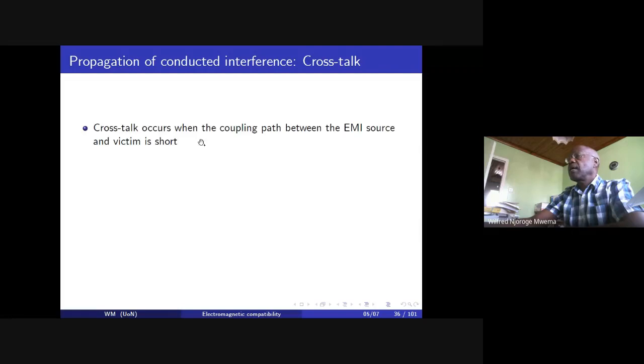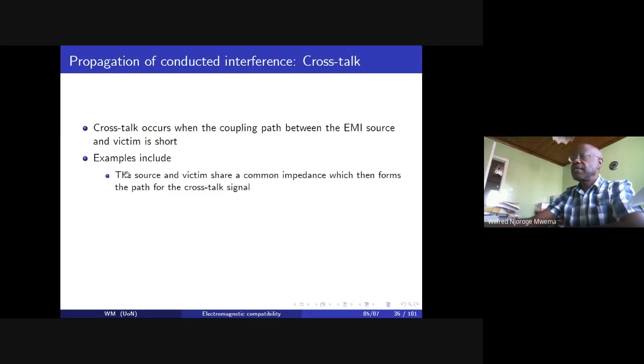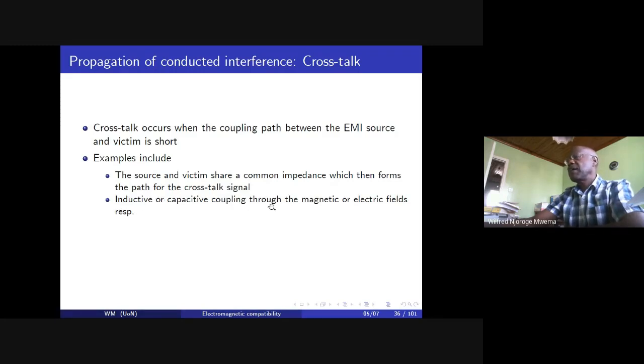and crosstalk will occur when the coupling path between the EMI source and the victim is short. That is, the two of them are very close together, and just like the way you have mutual inductance when you have two coils in close proximity, crosstalk would occur when you have two lines that are close together as well. Examples will include things like the source and victim sharing a common impedance, which then will form the path for the crosstalk signal, and an inductive or capacitive coupling through the magnetic or electric fields, respectively.